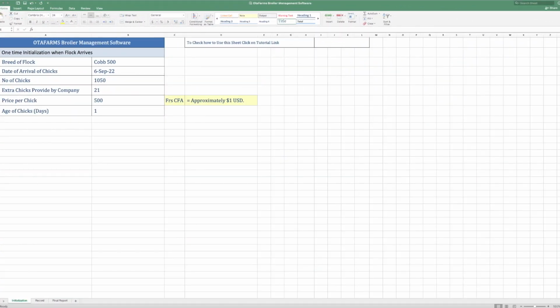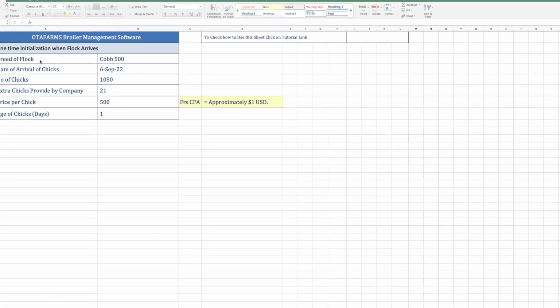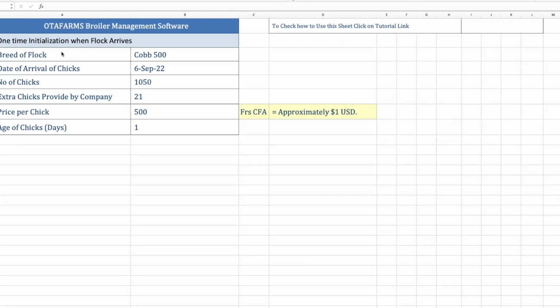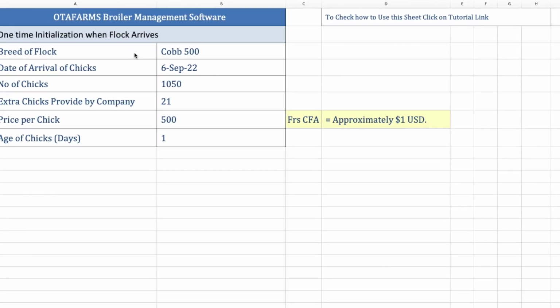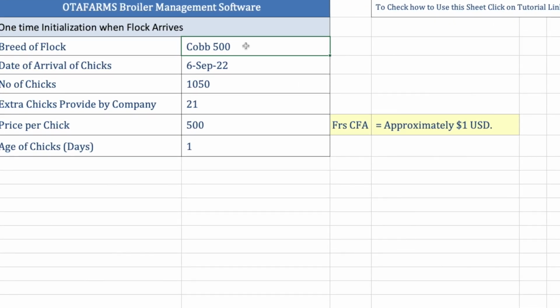Once you download our broiler management Excel template, which we generally refer to as our OTAFARMS Broiler Management software, you will be greeted with the initialization page. The initialization page will help you capture the initial data. You want to capture the breed, our very first breed. Again, remember, this is our live data. This is our very first breed that we started at OTAFARMS.